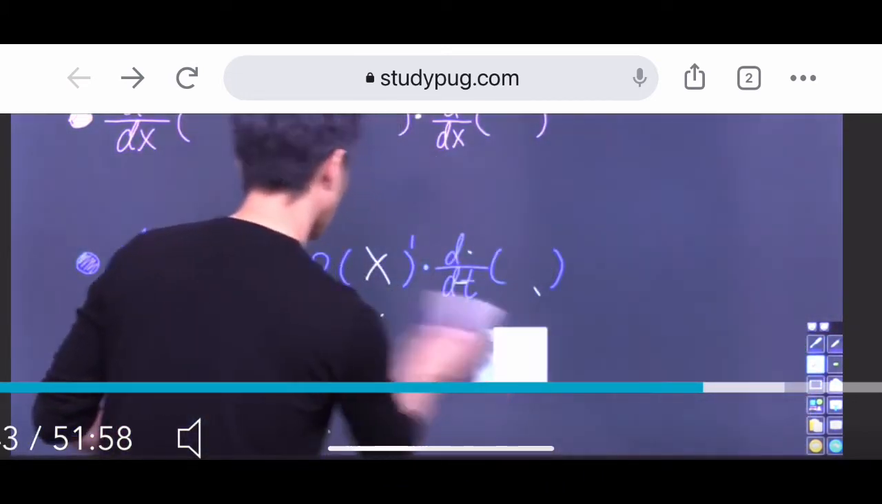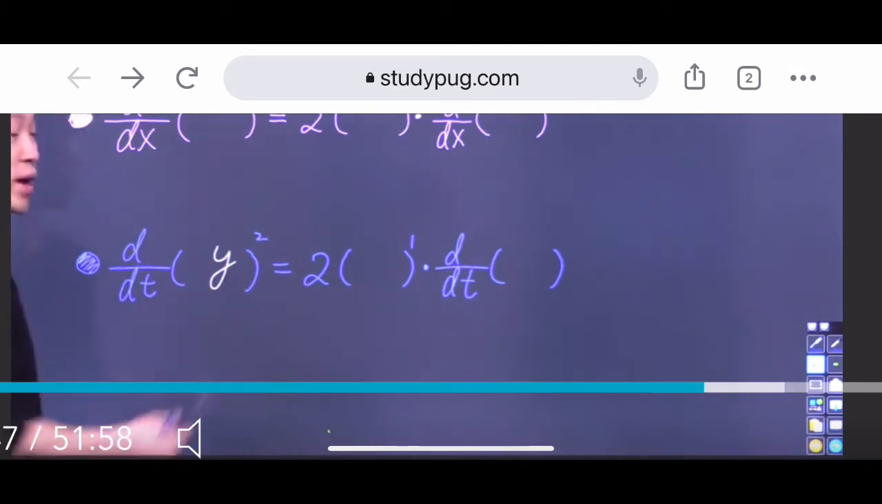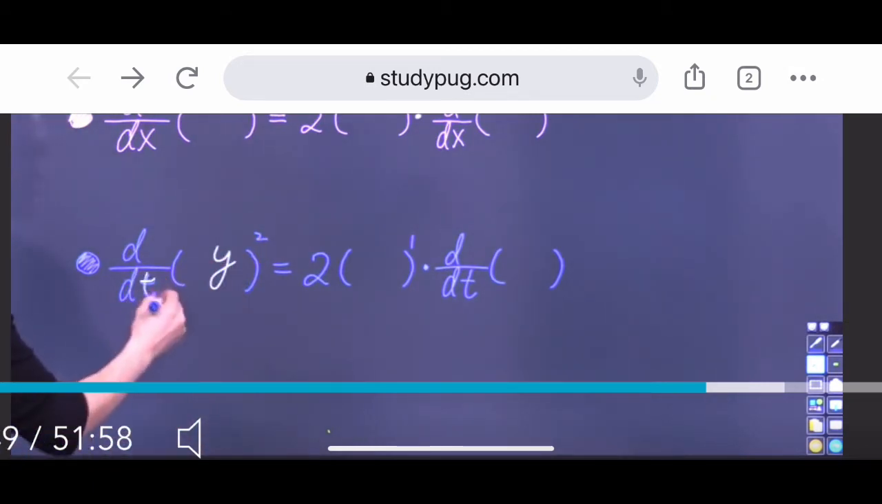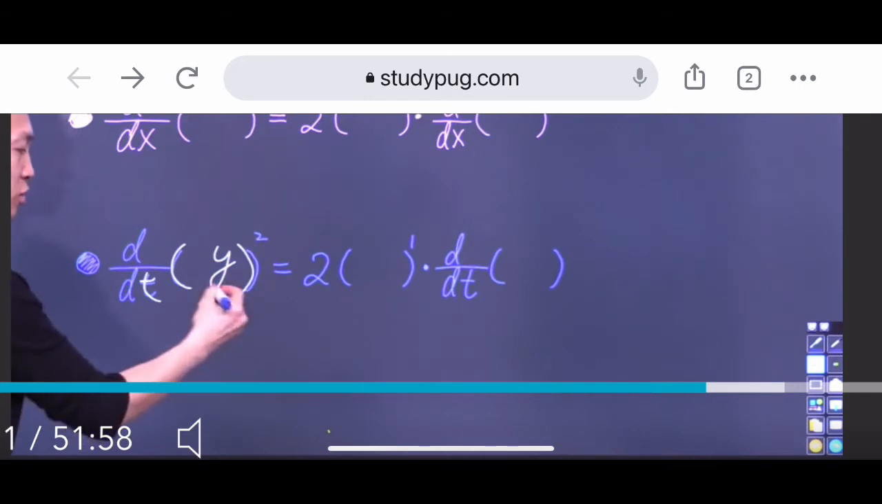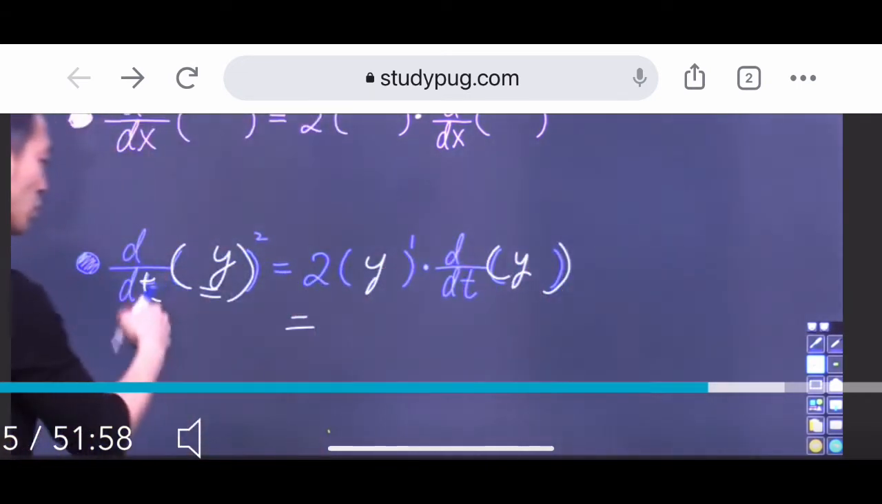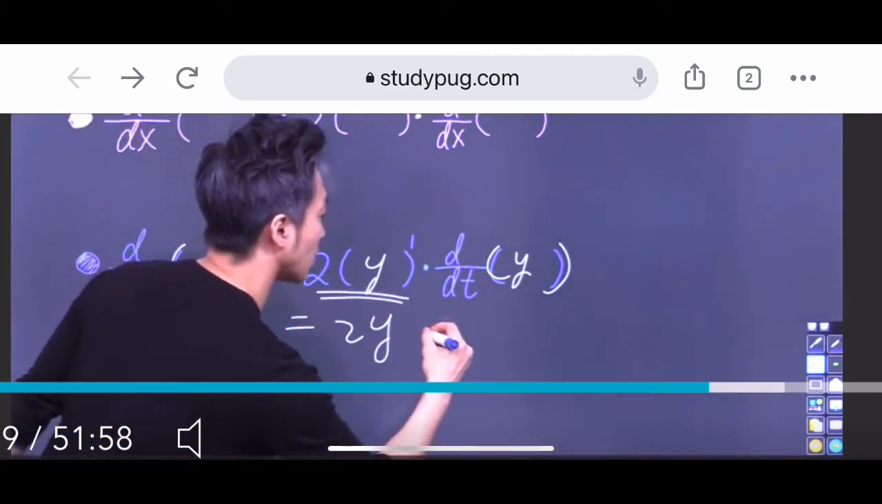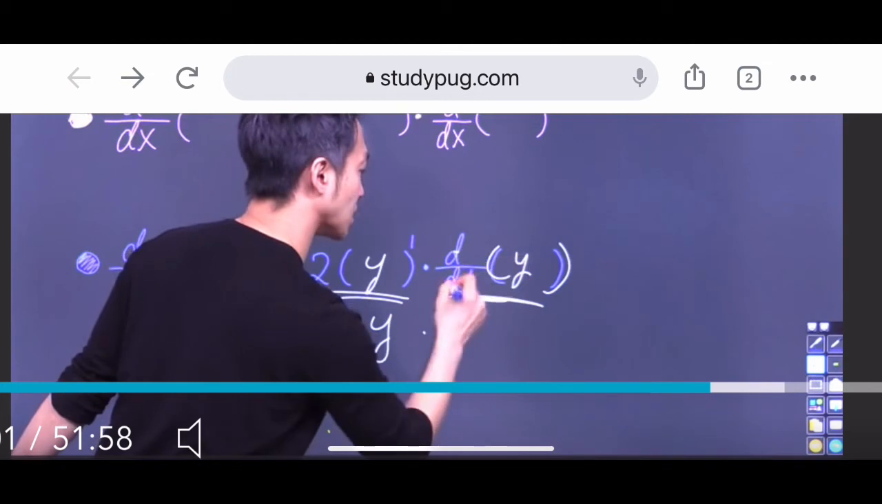Right? So we want to take the derivative of y squared with respect to time. Inside the bracket, we just put y. So the derivative of y squared with respect to time is 2y times dy dt, right?